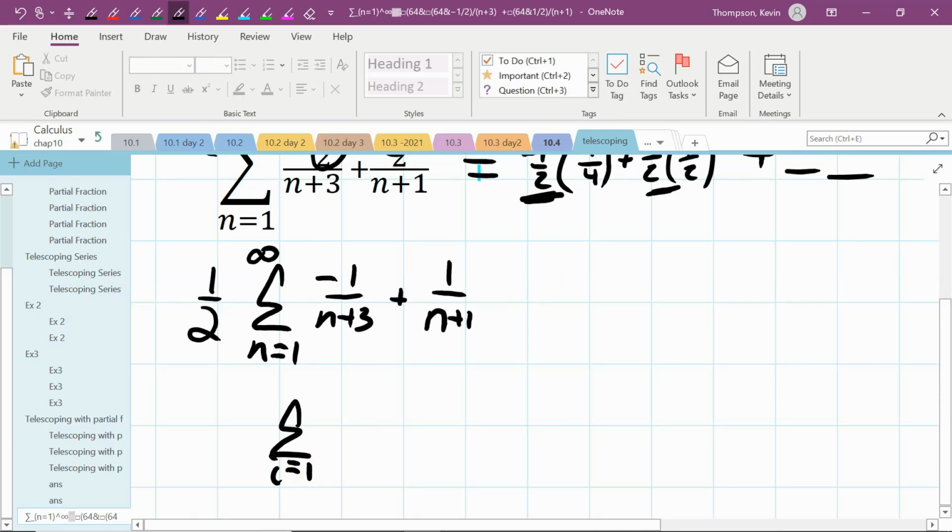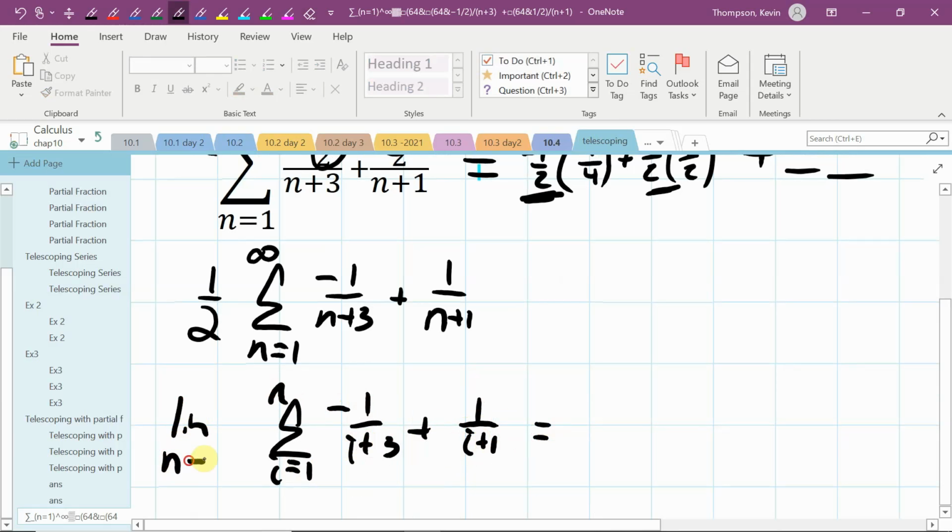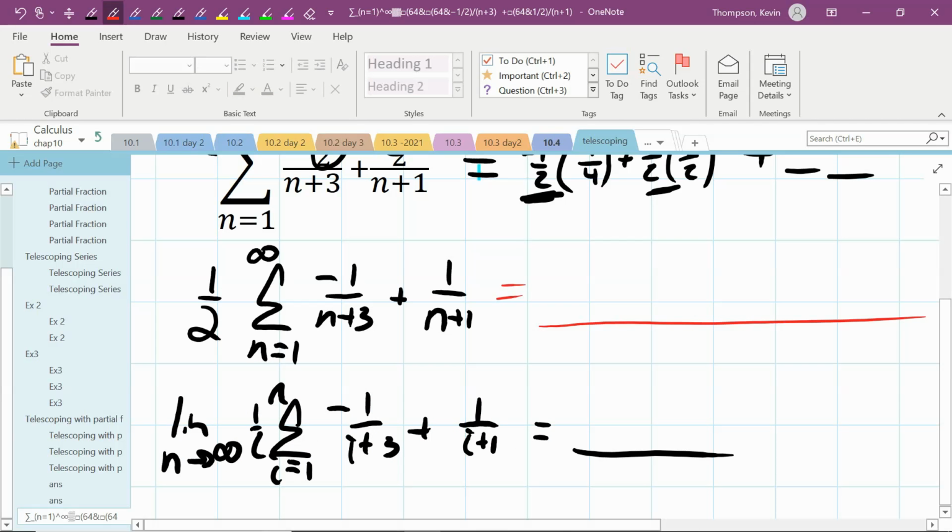So if I say I want to sum from 1 to n of negative 1 over i plus 3 plus 1 over i plus 1, I'm sorry, those are i's now. And now I'm going to take the limit as n goes to infinity of this whole thing, and that should be our answer. Can you do that? Again, my tip is to just start writing them out until the pattern is super obvious as to what's canceling and what the leftover pieces are. Try it.